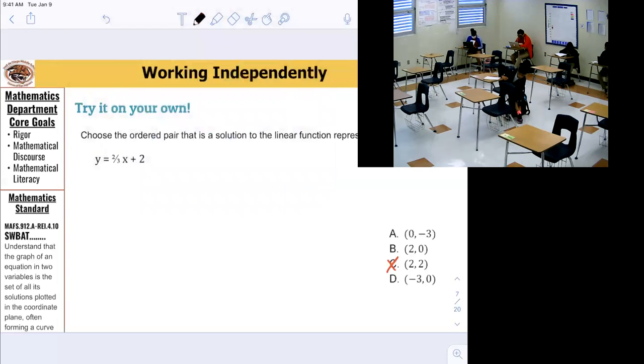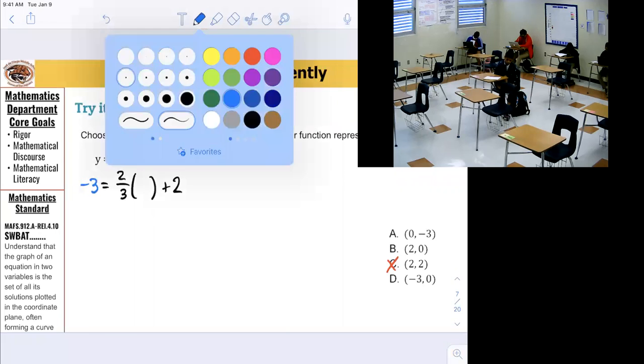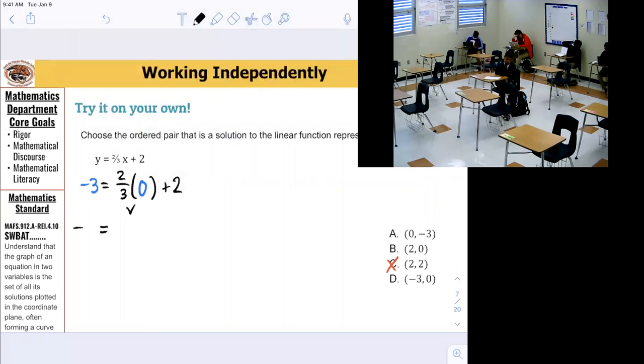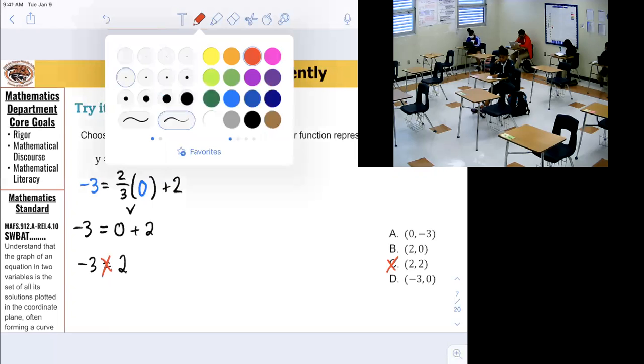So for A, I would plug in a 0 for X and a -3 for Y. When I do the multiplication, 2/3 times 0 is 0, because 0 over 3, any way you try it, it's still going to cancel out to 0. So that's 0 plus 2, which is 2. So -3 is not equal to +2. So for A, you have to make sure that you plug things into the correct place.